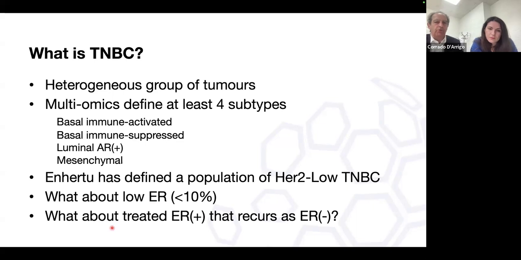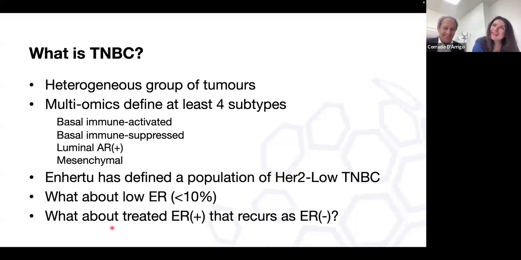This last bullet point is also something really real, because a lot of ER positive, HER2 negative tumors that are challenged by letrozole or whatever it is will come back as ER negative. Are they triple-negative breast cancer?